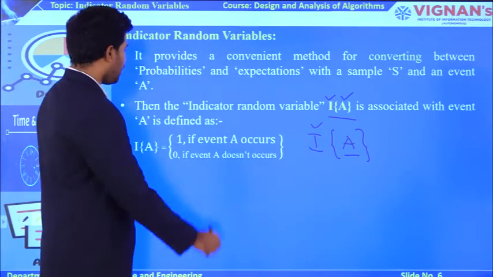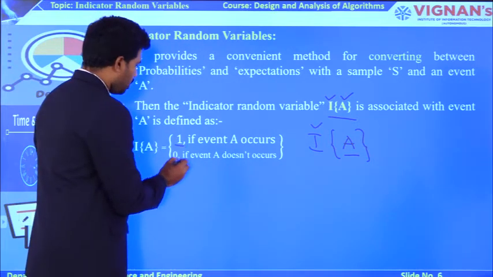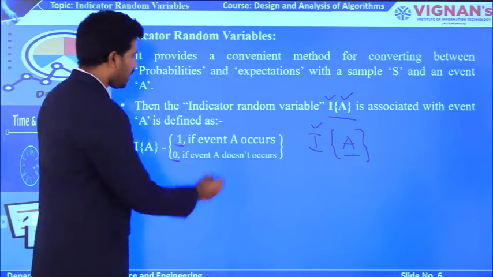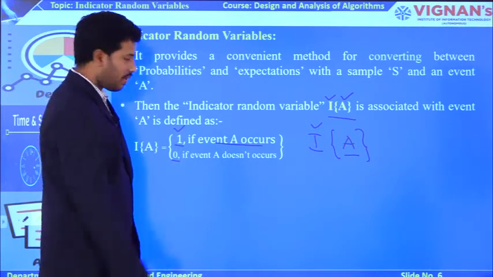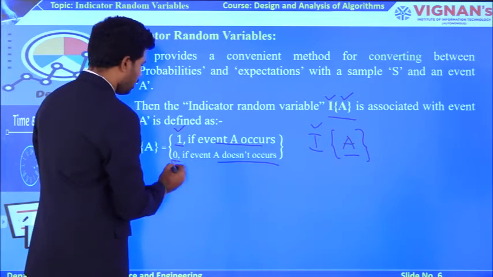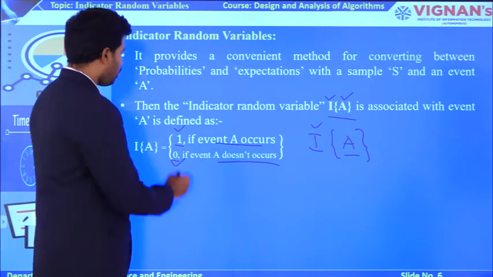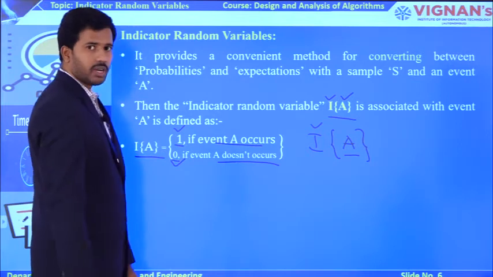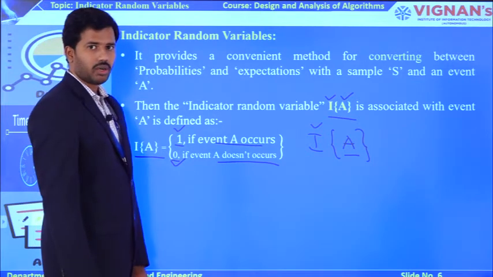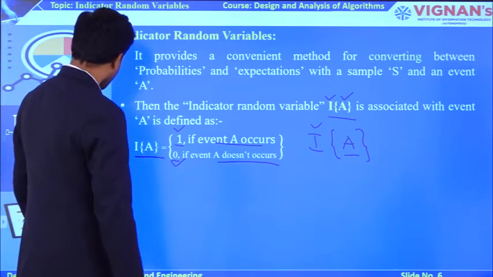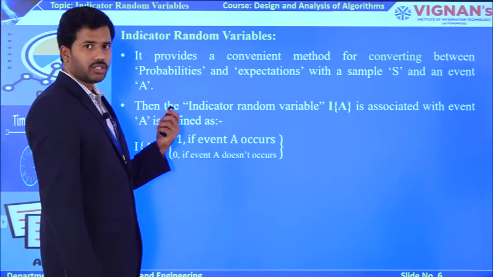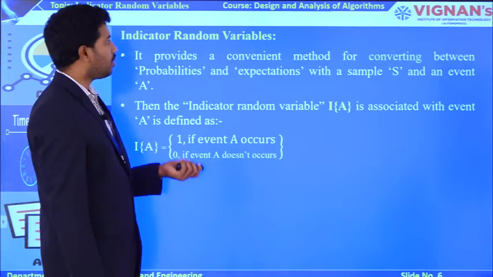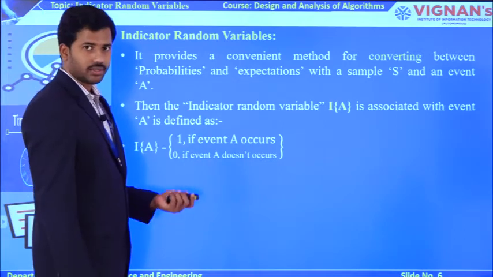Okay. So that event can have two values. If that event A occurs, it is denoted by 1. If that event A doesn't occur, it is denoted by 0. So with the help of these indicator random variables, I have the capability to find out the probability. Now let us discuss an example of how to find out the probability values based on these indicator random variables for the particular sample S.